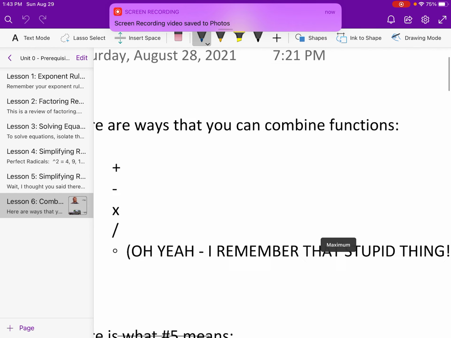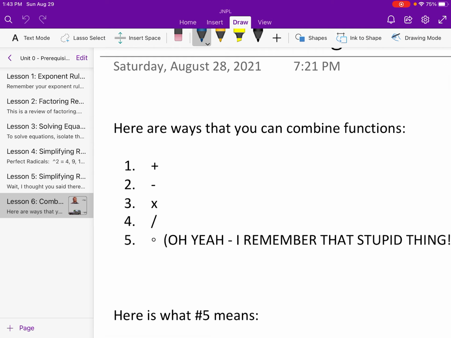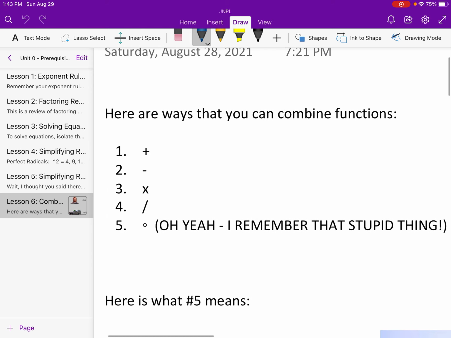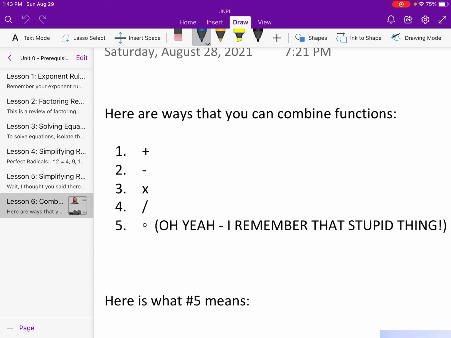So, remember you can combine functions, like with the f of x, g of x. And remember, if you see x, then f of x would be y. But that's not really what we're thinking about right now because we're not graphing. There are 5 different ways you can combine functions that we're going to do at least. You can add them, subtract them, multiply them, divide them, and you see that circle thing? Oh yeah, I remember that stupid thing.